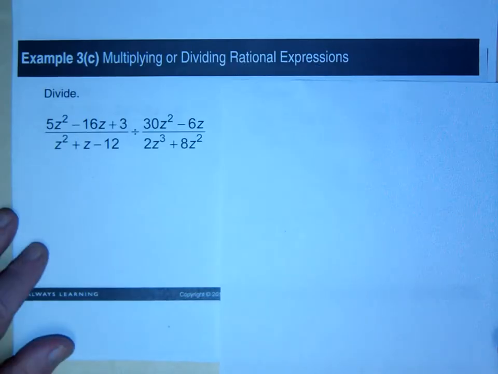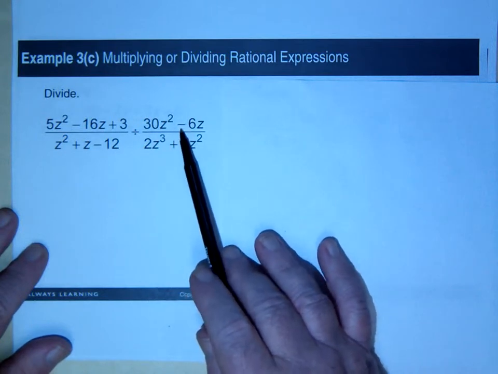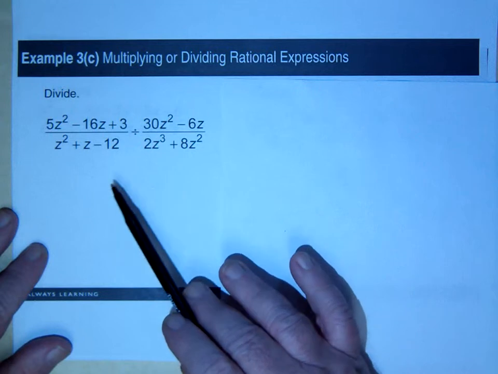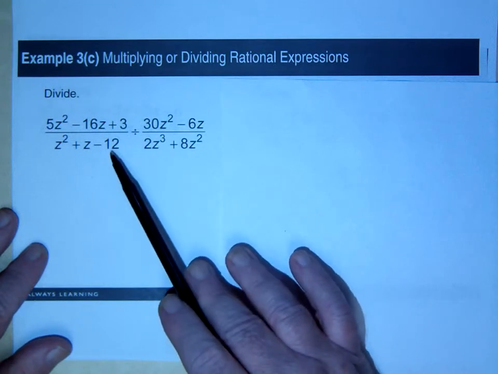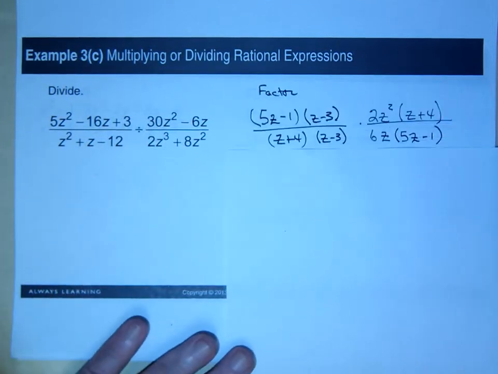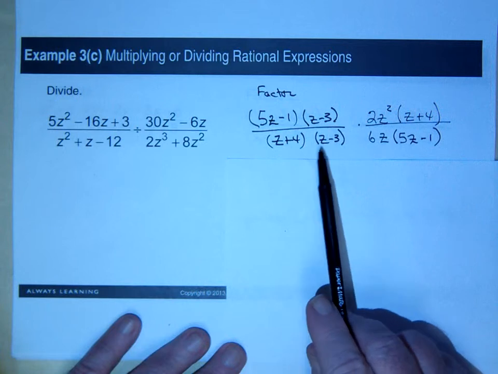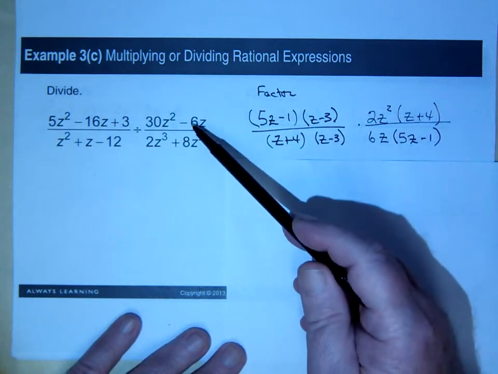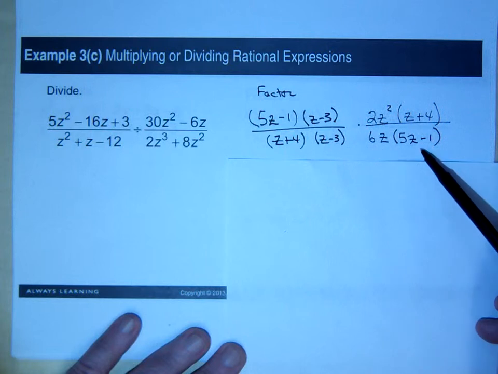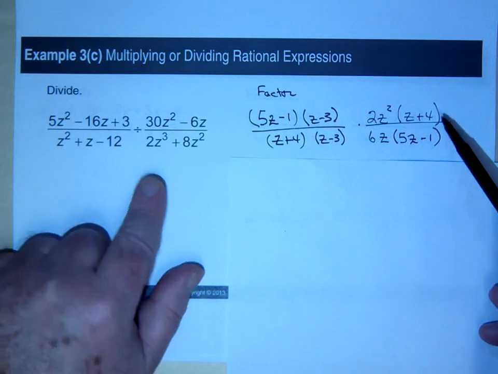Now we're going to talk about dividing. When you divide, you invert or take the reciprocal of the divisor, which is this one, and then you multiply across the top and across the bottom. So we'll do that. We'll also factor all of these expressions. So if you factor 5z squared minus 16z plus 3, and you factor all of these things completely, you'll get this expression. So we factor the numerator this way, the numerator this way. We invert, so this numerator is now in the denominator being factored this way, and the 2z cubed plus 8z squared is being factored up here.